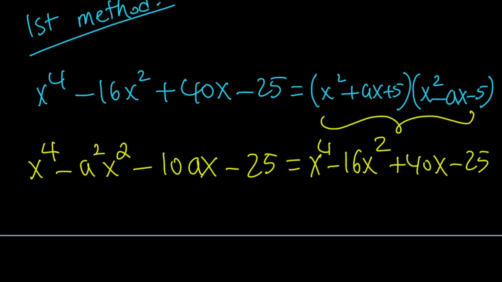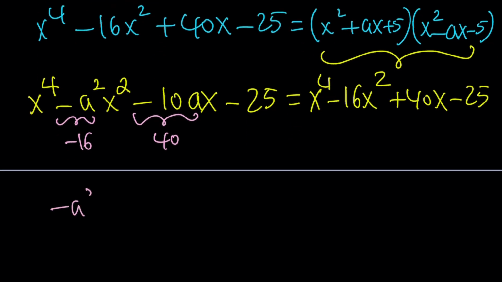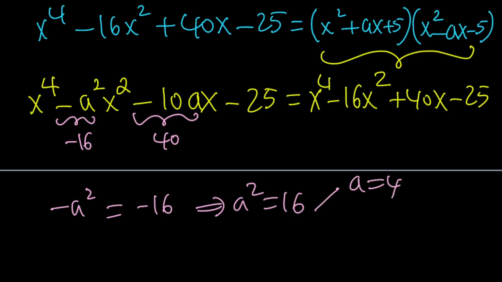And actually we have a pretty good match, don't you think? If you look at it very carefully, you're going to notice that the coefficient of x squared is negative 16, so negative a squared should be negative 16. And the coefficient of x is negative 10a, negative 10a should equal 40. Which means what? Negative a squared equals negative 16 means a squared equals 16, and that means a equals 4 or a equals negative 4.